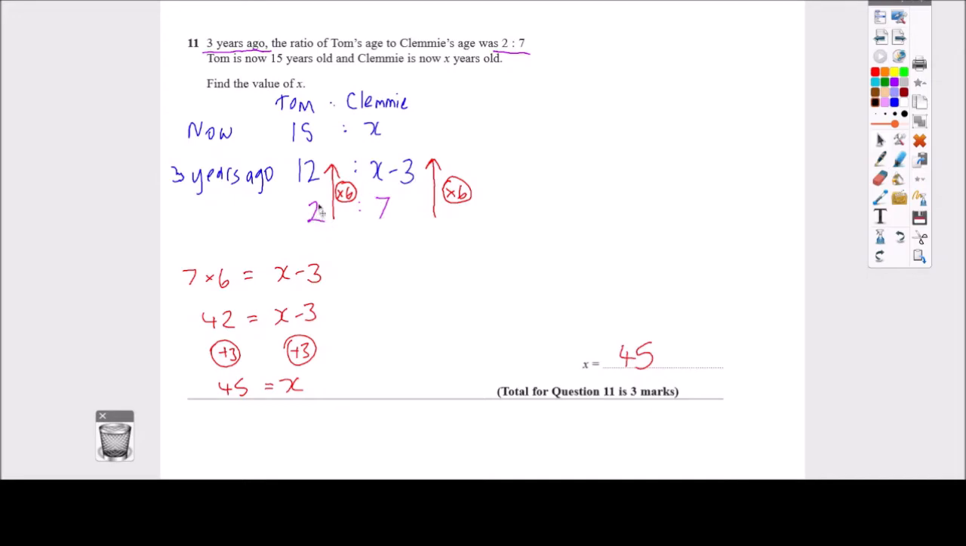So if we look at the vertical relationship, how do we go from 2 to 12? We multiply by 6. So similarly, how would we go from the 7 to the X minus 3? We would multiply by 6. So this is us constructing our equation. 7 multiplied by 6 has to equal X minus 3. So once we've got that far, that's obviously quite straightforward to solve. 7 sixes are 42, so 42 equals x minus 3. Add 3 to both sides, x equals 45.